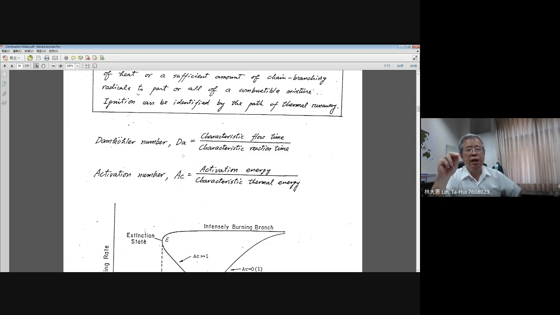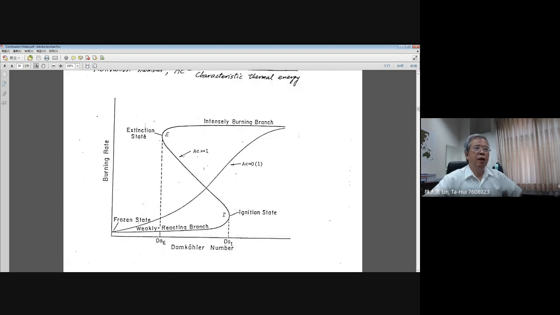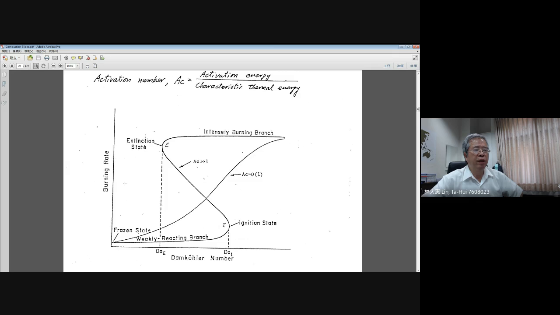And you will see this figure tells you there are two characteristic lines for the change of burning rate by varying the Damköhler number. Here the horizontal axis is the Damköhler number variation. From the left-hand side to the right-hand side, the Damköhler number continuously increases. And the corresponding burning rate can be viewed along the vertical axis. Now there are two curves. One is the so-called S curve here.